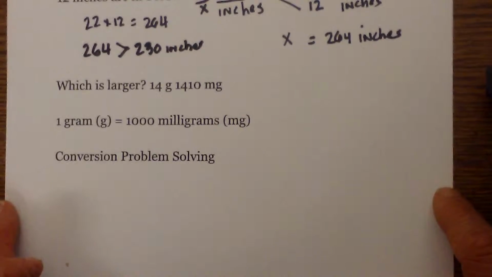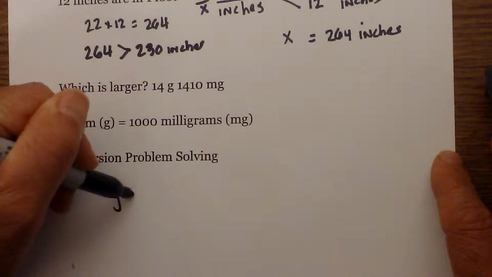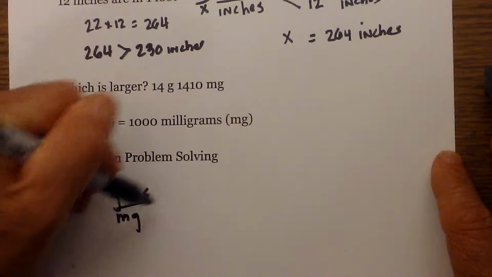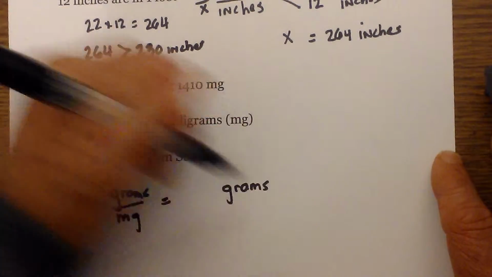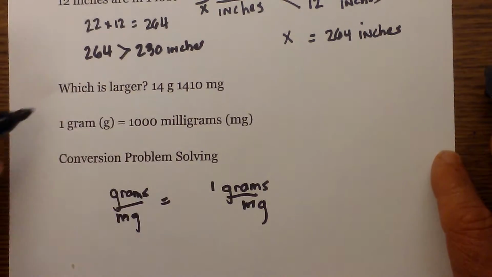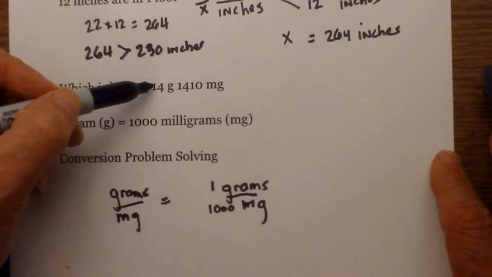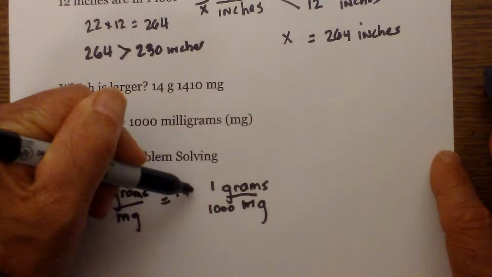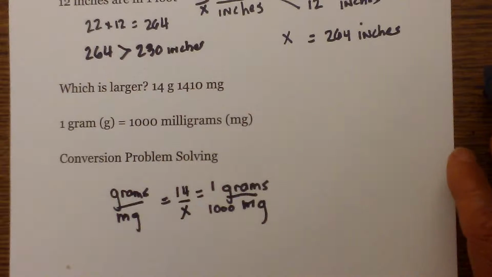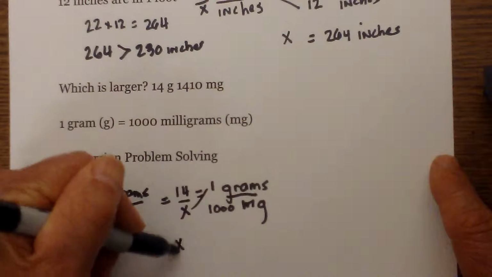We want to know which is larger, 14 grams or 1,410 milligrams. I'm going to put grams over milligrams, and I'll just write mg for that, equals grams over milligrams again. I'm going to fill in what I know, and I know that 1 gram is equal to 1,000 milligrams, and then I have 14 grams, and I want to solve for x. I'm trying to find the number of milligrams, so I put x on the bottom. I then do a cross product.